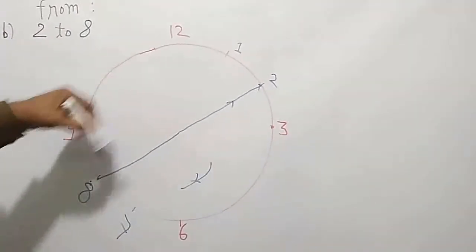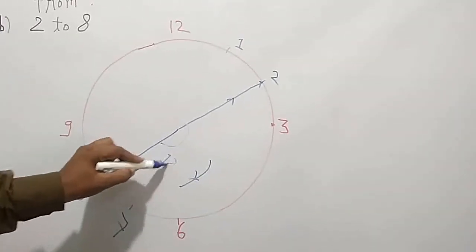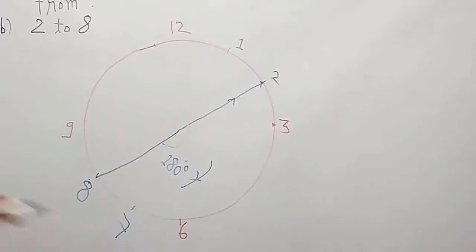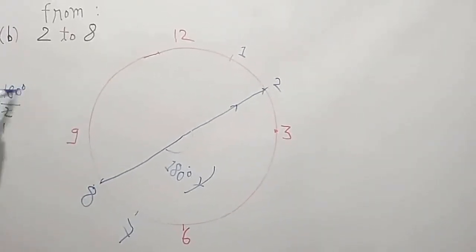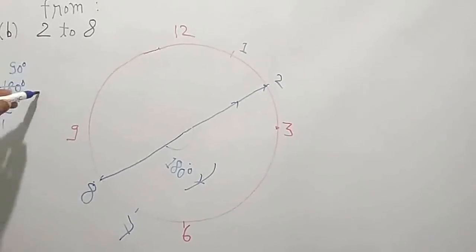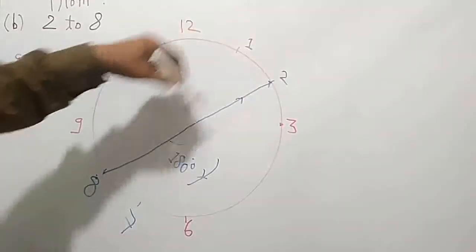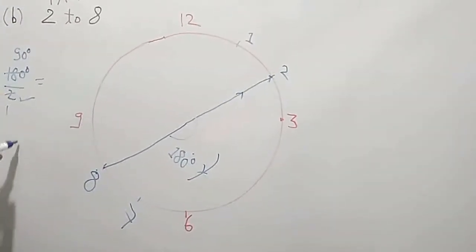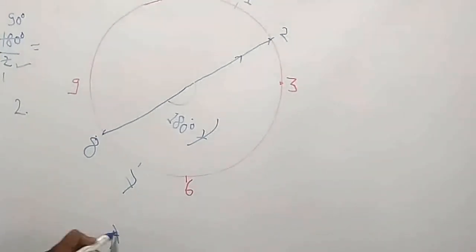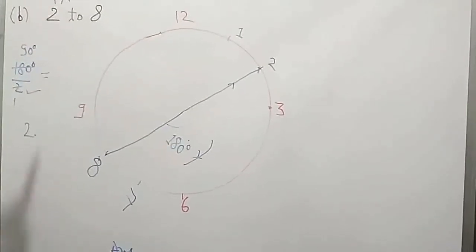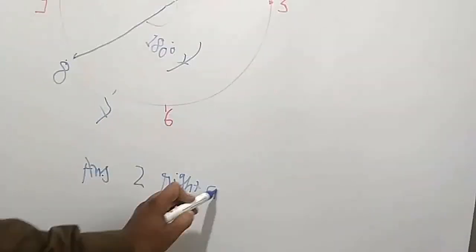So we can easily observe it is a straight angle. It is a straight angle of 180 degrees, and 180 degrees divided by 2 gives you 90 degrees. It means it is a right angle. How many right angles are here? There are 2 right angles. So in the answer we write, when we move from 2 to 8, there are 2 right angles.